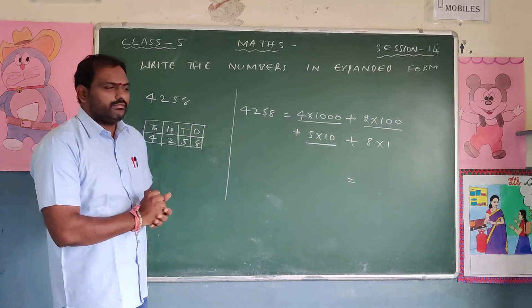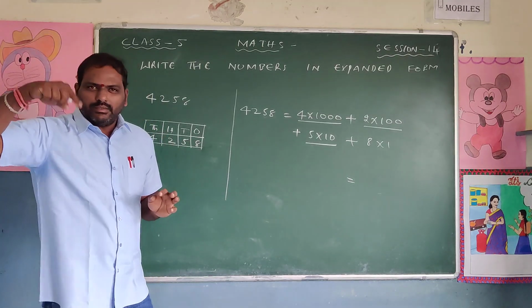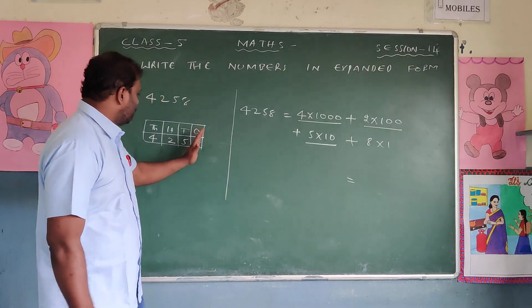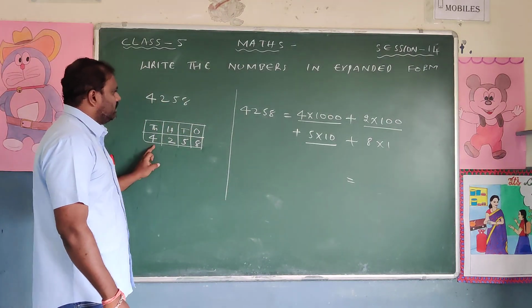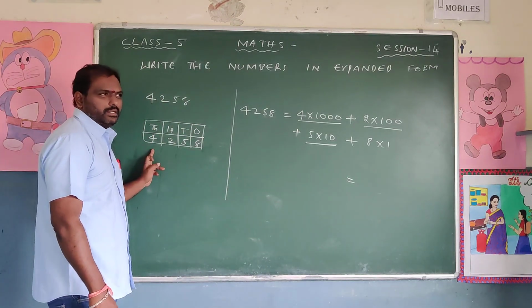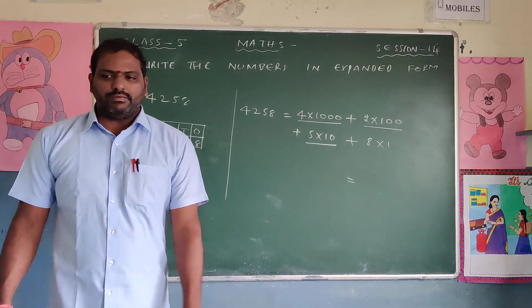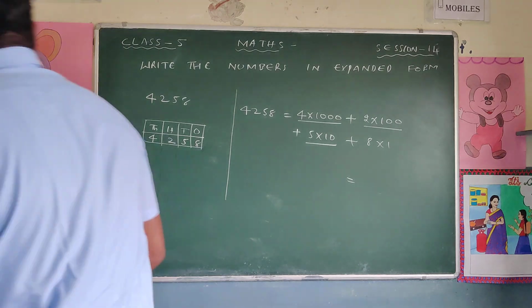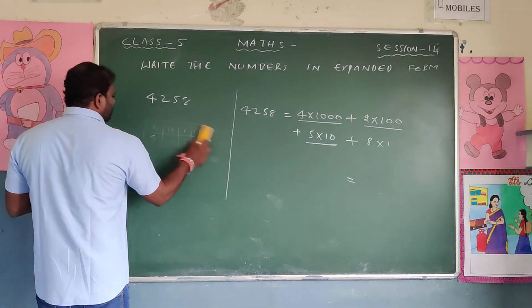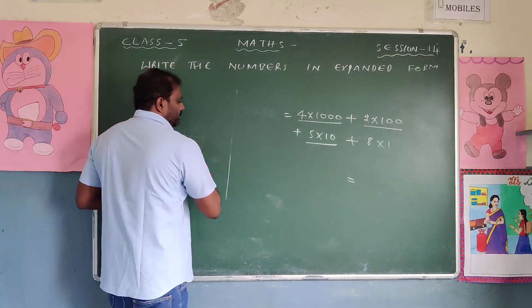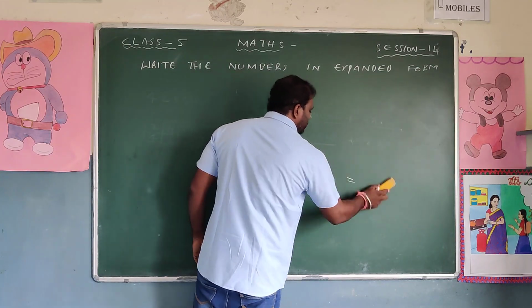So what you have to do: first take the number, write it in the proper boxes and count how many places there are. Then write the number and multiply with its place value. This is 1000, so we multiply with 1000. Got it? I will explain one more example of my own. The reason I am giving my own examples is that these are very short.